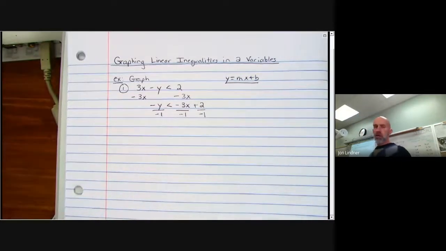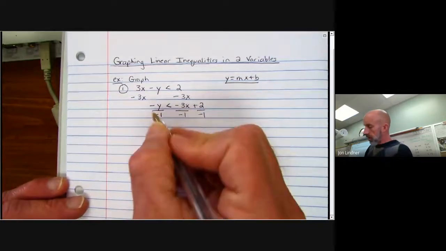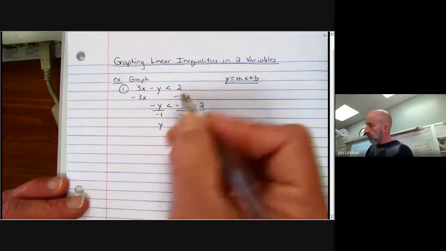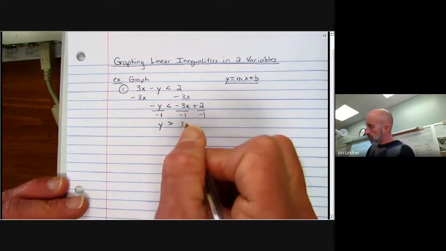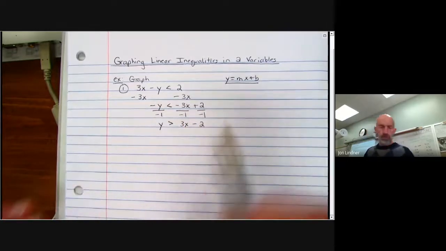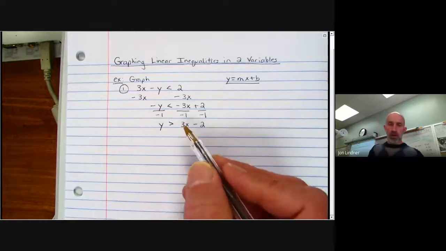And we learned the last time that if I divide by a negative when I'm solving an inequality, I have to flip this inequality sign. So now I have y is greater than 3x minus 2. So now we need to graph this thing.